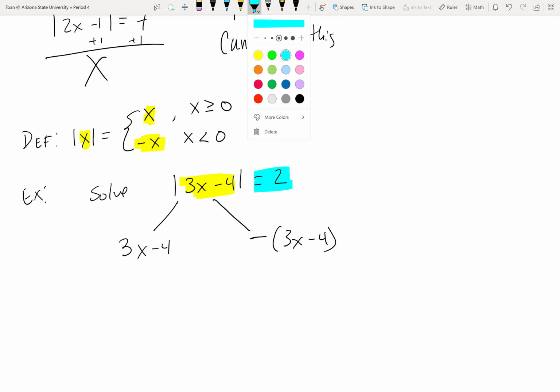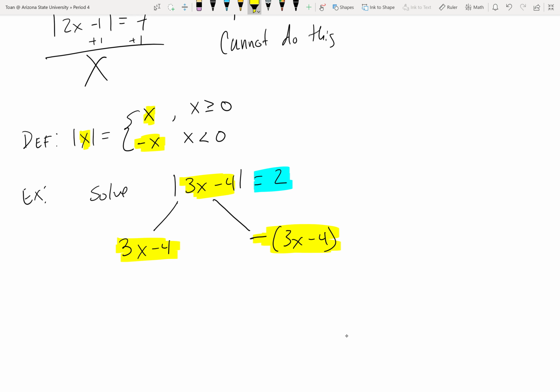Well, if these two guys here, the 3x minus 4 and the opposite of 3x minus 4, stand for the absolute value, we have to keep that statement true. If yellow equals blue, I have to still make it say yellow equals blue, yellow equals blue. What do you know? We have two smaller equations without absolute value bars. We can use normal algebra now. So just solve it. This should take like 10 seconds to solve.